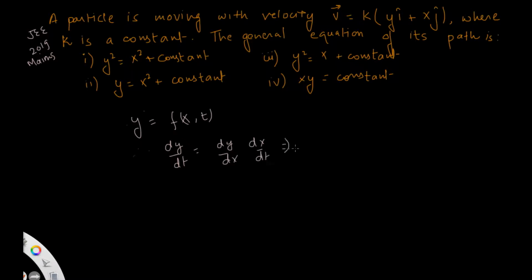This is nothing but a chain rule, simple chain rule. So dy by dt and dx by dt are known from our question, so if we put this dx by dt in the denominator, then we can very well deal with this. All right, so we have dy by dx as kx by ky, which is nothing but x by y.